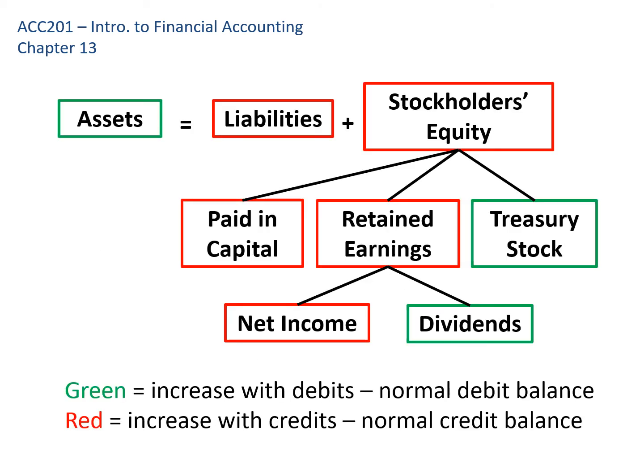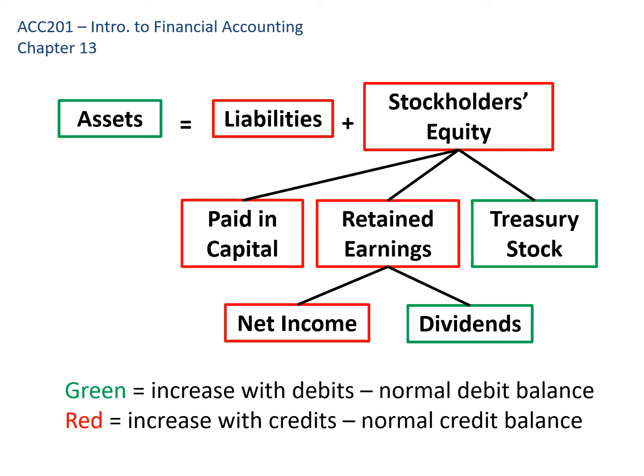The next way to do it is by looking at the accounting equation. So we've seen this 100 times by now or more. So assets on the left side of the equal sign increase with a debit. What's on the right side of the equal sign increases with a credit. So liabilities increase with a credit and stockholders' equity does. So within stockholders' equity, paid-in capital will increase with a credit, retained earnings will increase with a credit, but treasury stock, which reduces stockholders' equity, will increase with a debit. When we look at the components of retained earnings, net income is going to increase with a credit, and dividends will increase with a debit.